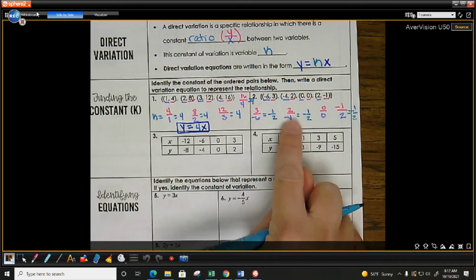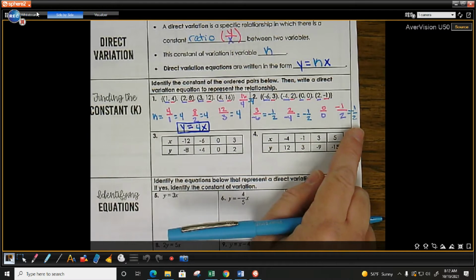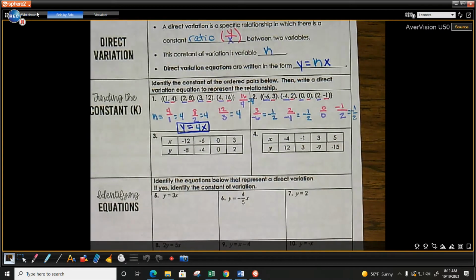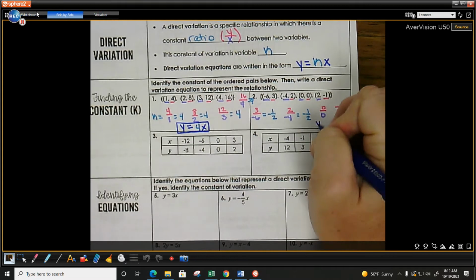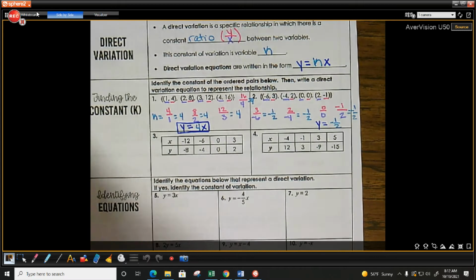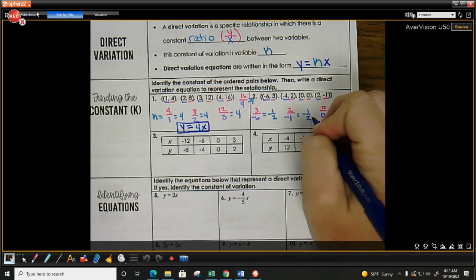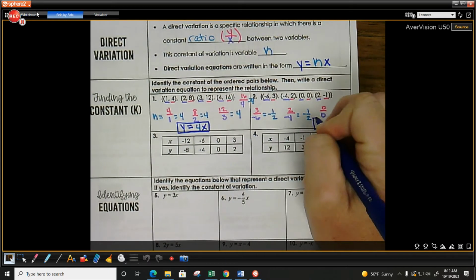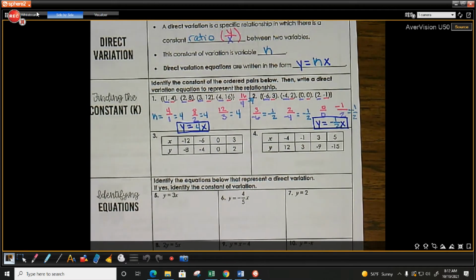So does this still follow my direct variation? Do I have a constant of variation? Yes, so what would my equation be? Good?